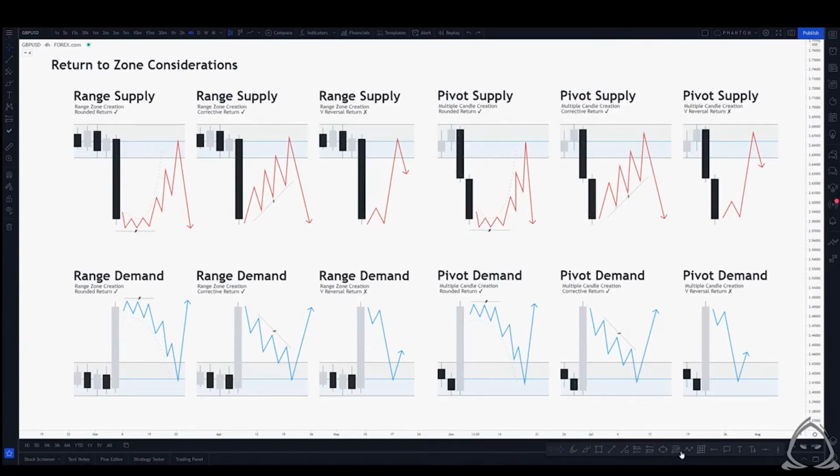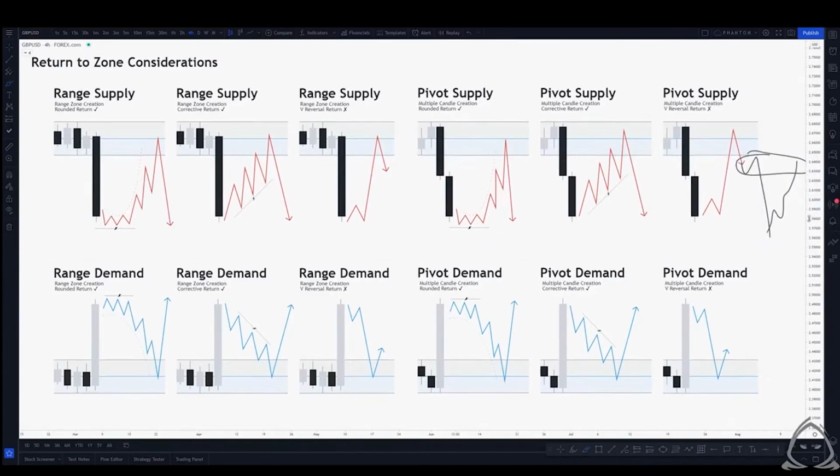And then again, we have the pivot V reversal return, which is aggressive. We see basically that very quick reversal back into the supply zone. Generally speaking, these models don't tend to work out this return, and if you do tend to find this, it's better to stay out of the trade and look for something a little bit different. Or if you do get some sort of reaction that does follow through, you might be able to trade a newly created pivot that has maybe a better return into it, a rounded return or a corrective return.